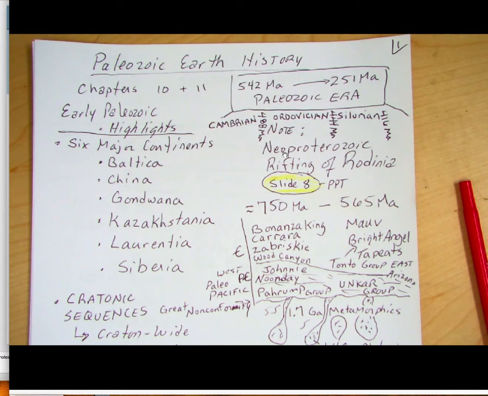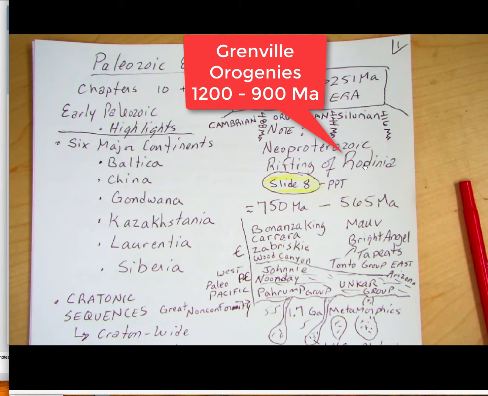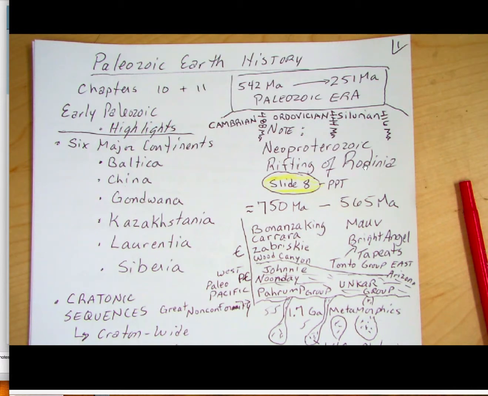So in the Neoproterozoic time, between around 750 to about 565 million years ago, the supercontinent of Rodinia that formed during the Grenville orogenies, remember the Grenville orogenies, formed that supercontinent around 1 billion years ago, and then it rifted between 750 and 565 million years ago. And so that led to these passive trailing continental margins on most continents, right?